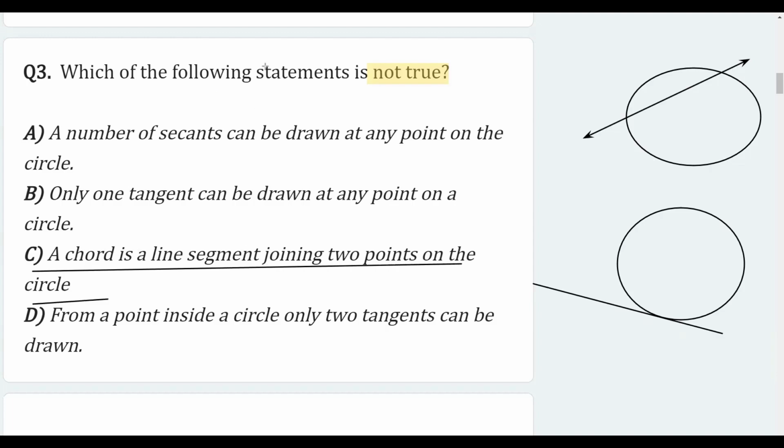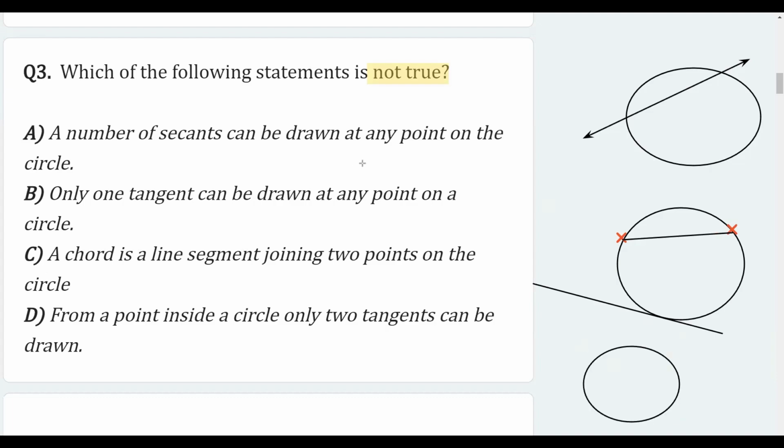That is also true. We know that taking any 2 points on the circle, let's say if I take these two points, the chord is drawn by joining these 2 points only. The next statement, that is the last one. So these are correct, right? We are looking for the incorrect statement over here. It says from a point inside a circle, only two tangents can be drawn.